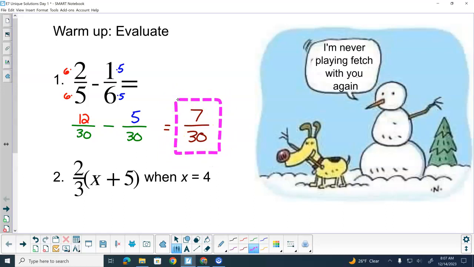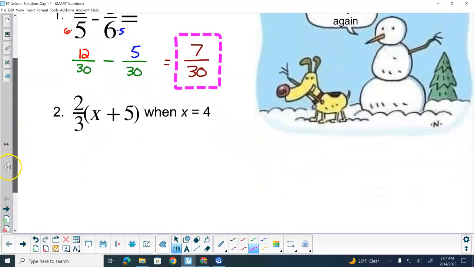What does it say to evaluate 2/3 times the quantity x plus 5 when x equals 4? What do we do there? We change x to 4 and then we just do the math, right? So we're going to take this 4, and we're going to put it in right there, right? Okay? 4 plus 5.